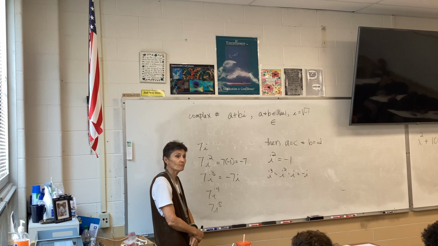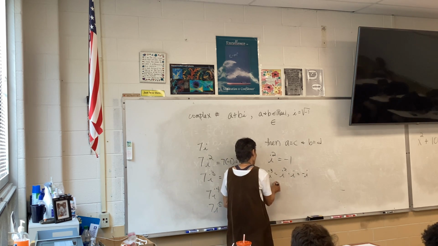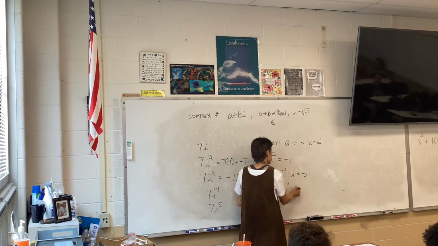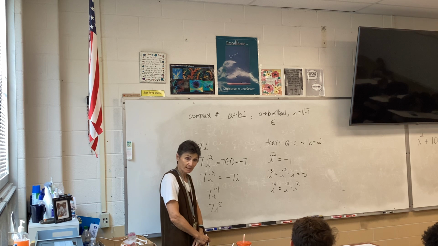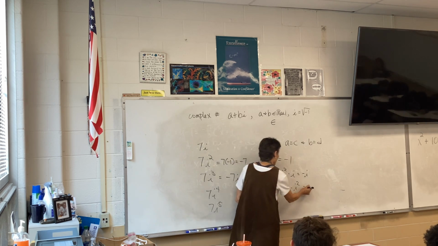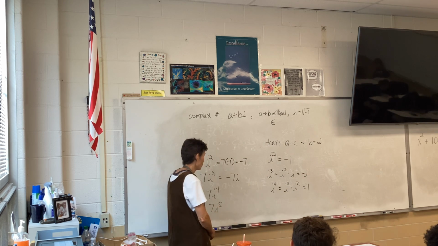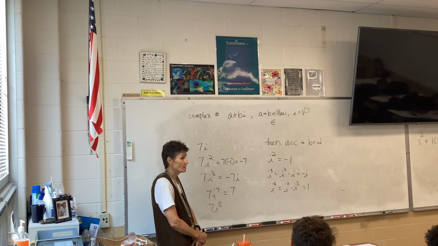All right, what about i to the 4th? 1. Because isn't i to the 4th i squared times i squared? So negative 1 times negative 1 is 1. So i to the 4th will always be reduced to 1. So this is just 7 times 1, or 7.